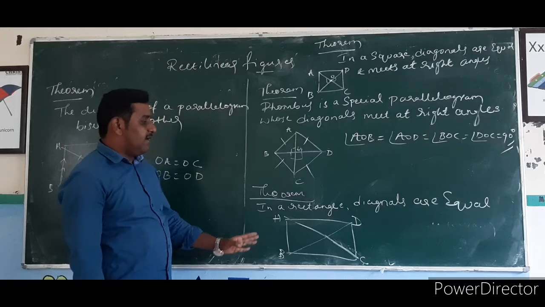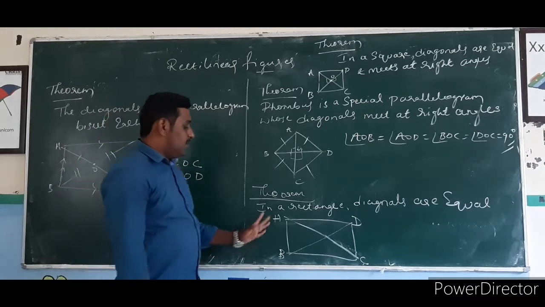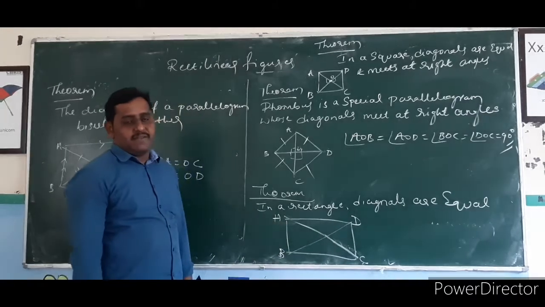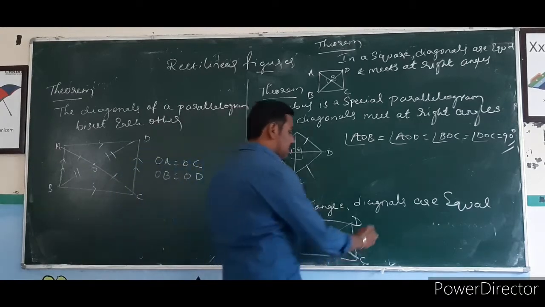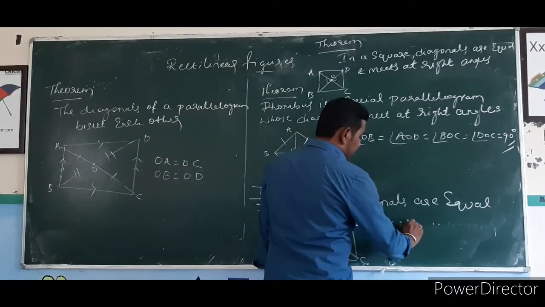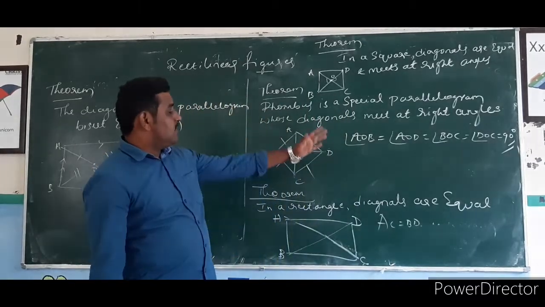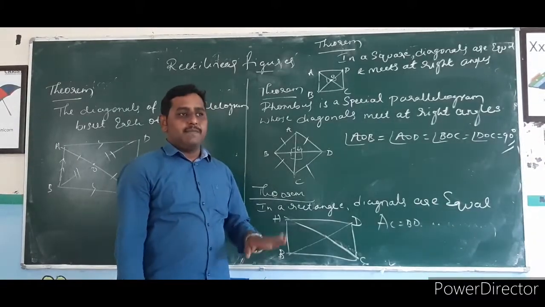And in a rectangle, the diagonals are equal. You know the properties of a rectangle. Here opposite pairs of sides are equal. Then AC and BD are equal. AC equal to BD. The diagonals are always equal. This is the theory part of the lesson. Now we are moving to the problems part.